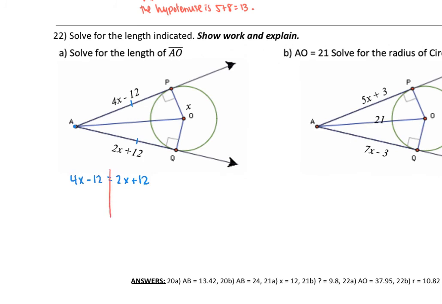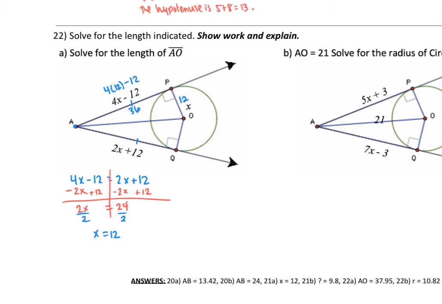And then we solve. So I'm going to subtract 2x. So 2x, and then I'm going to add 12 equals 24. And then divide by 2. So x is 12, and then we're just going to plug it in. So this triangle here, this is 12. So 4 times 12 is 48, minus 12 is going to be 36.